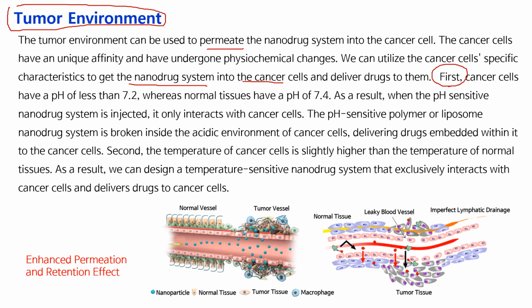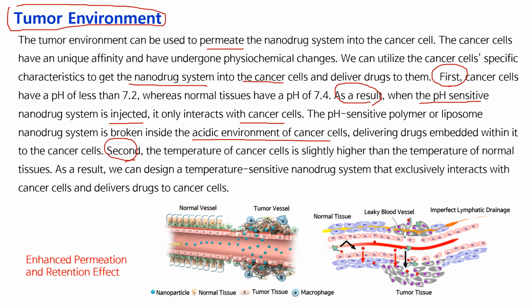Cancer cells have a pH of less than 7.2, whereas normal tissues have a pH of 7.4. As a result, when the pH-sensitive nanodrug system is injected, it only interacts with cancer cells. The pH-sensitive polymer or liposome nanodrug system is broken inside the acidic environment of the cancer cells, delivering the drugs embedded within it to the cancer cells.